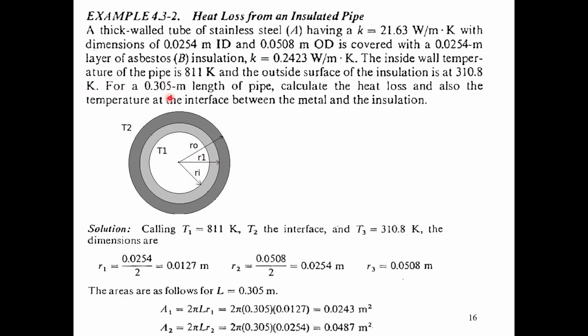The length of the pipe is given, and we need to calculate the heat loss. The inside wall temperature is 811 and the outside is 310. You can see how insulation is helping here. Although stainless steel carrying the steam has a high thermal conductivity, 21 watts per meter Kelvin, your insulation with a lower thermal conductivity offers high resistance, and because of which there is a temperature drop from 811 to 310.